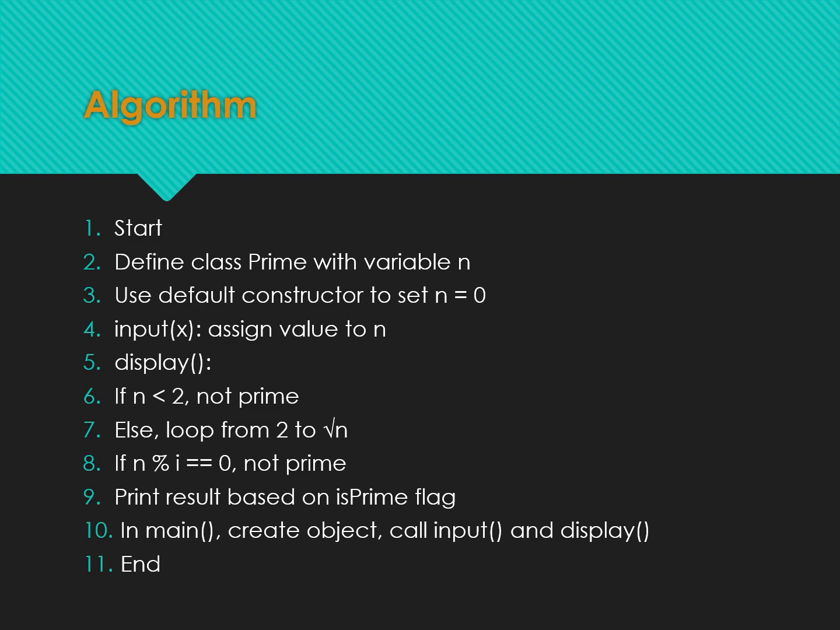Here is a summarized algorithm. We start by defining the class, initializing the variable, and taking input. The display method checks if the number is less than 2. If not, it loops from 2 to the square root of the number. If no factors are found, the number is declared prime. Finally, we test the logic using the main method.